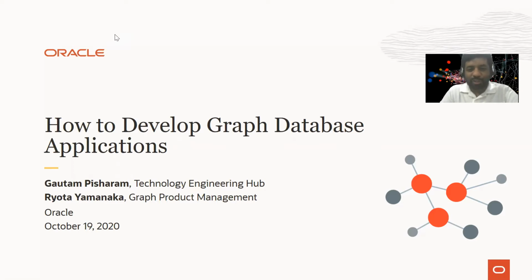Today's session is mostly focusing on graph-based database applications, an Oracle offering on graph analytics. We'll see various examples of how we can leverage graph as a product based on the relational data in the database.